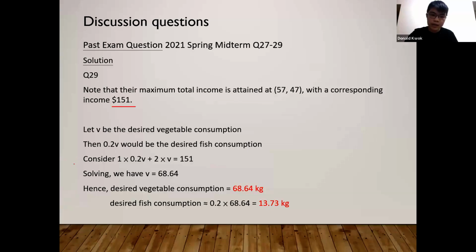And the equation here is actually to spend what they earn. The left-hand side is the total expenditure on the 2 goods, while the right-hand side is the total income, 151. So the equation can be written as the price of fish multiplied by the quantity of fish plus the price of vegetables multiplied by the quantity of vegetables equals the total income 151. And here, there's only one unknown V, and we are able to solve it out, 68.64. Finally, to find the desired fish consumption, we just multiply V by 0.2.